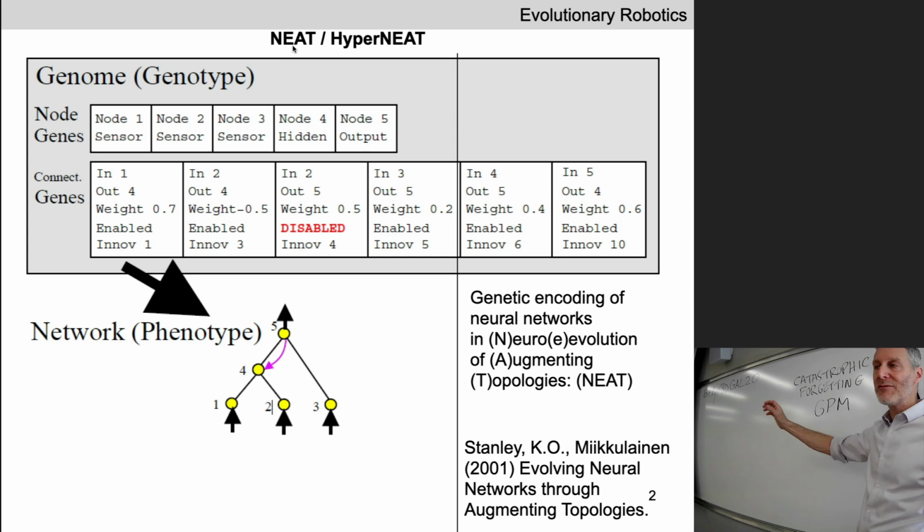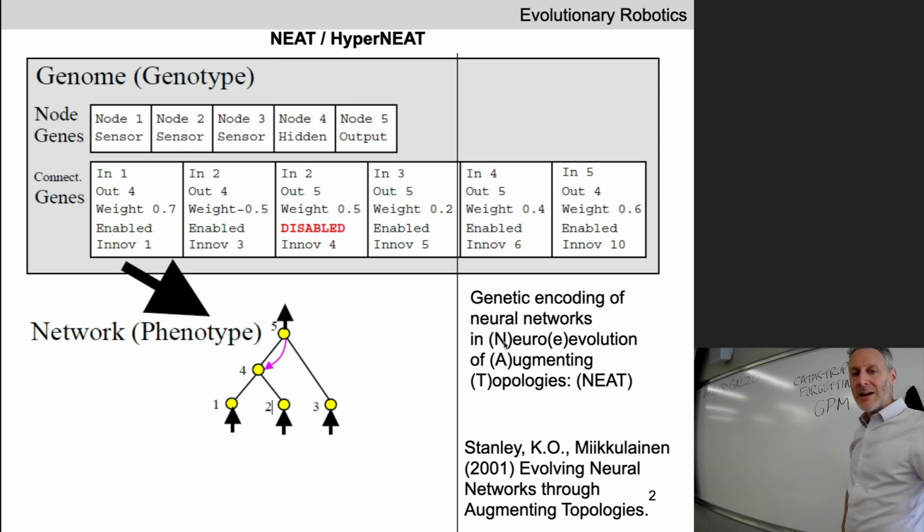Inside the genome of the HyperNEAT algorithm, there is a second separate list. You can think of this as 2 separate chromosomes. The second list represents the number of nodes or the number of neurons that make up the neural network. So this list describes the neurons. This list describes the synapses.